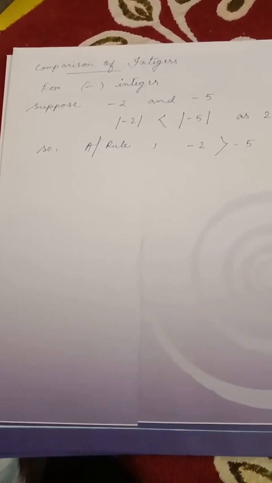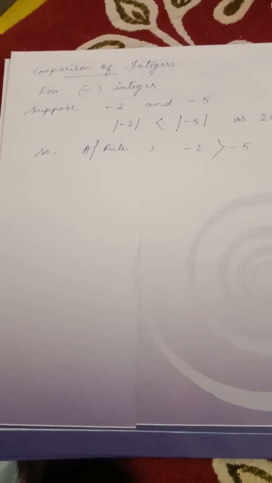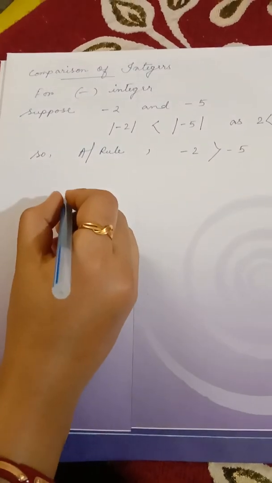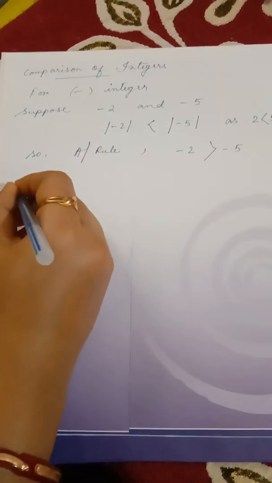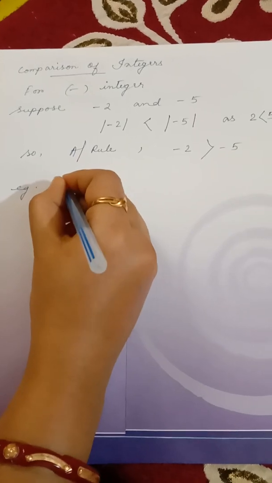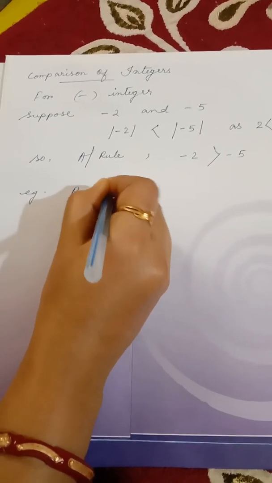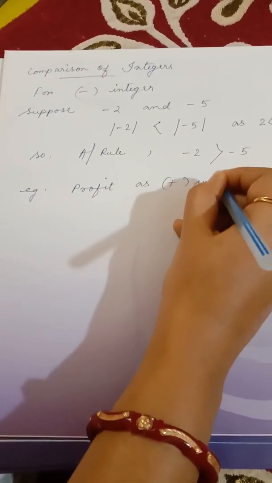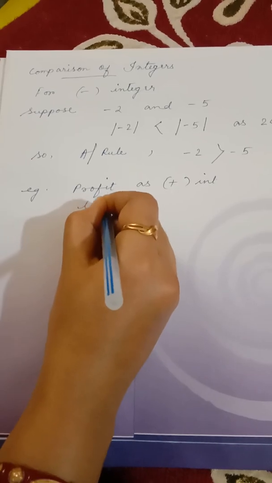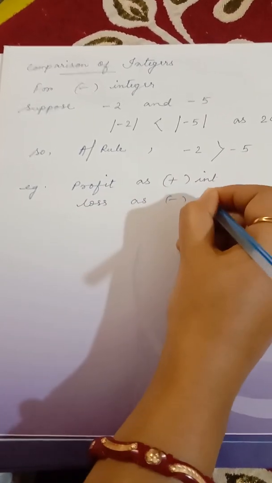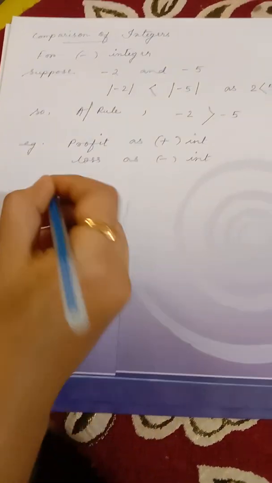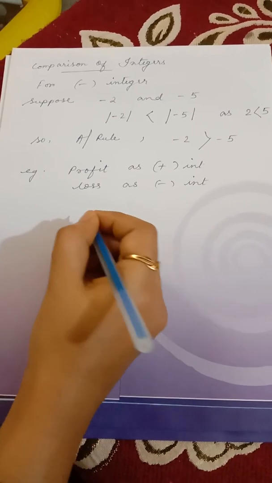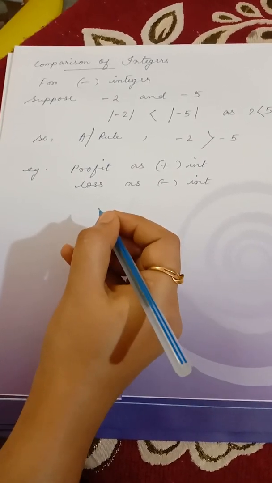Now, what are the uses of integers? We can use integers in different ways in our daily life. For example, we can express profit as a positive integer and we can express loss as a negative integer. Like that, height above the sea level as a positive integer, depth below the sea level as a negative integer, like that.